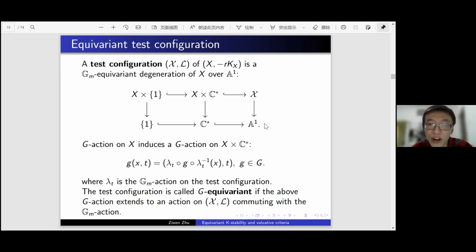So therefore, usually we indeed have a smaller class where we look at G equivariant test configurations. So we throw away a lot of test configurations for which we don't have G actions on the central fiber that commute with the G_m action. Okay, so this is the definition of G equivariant test configurations. So before I move on, any questions?